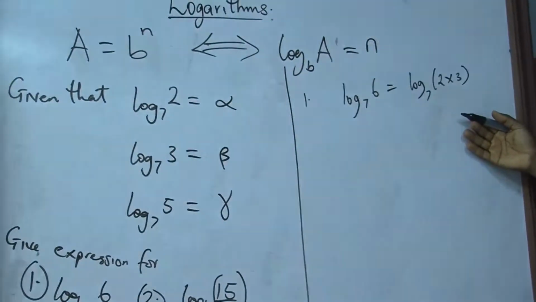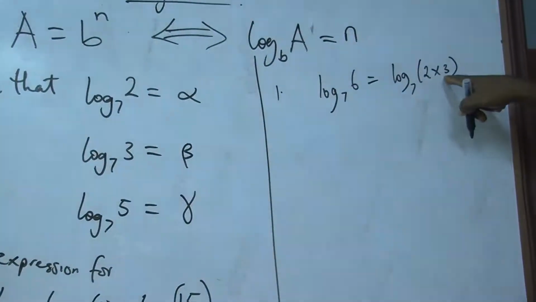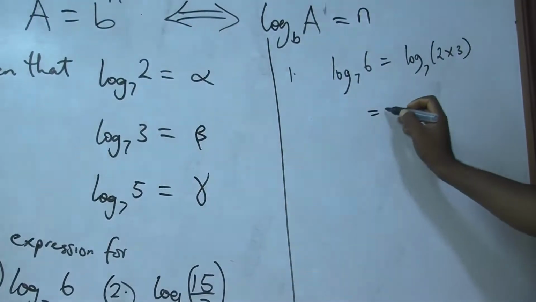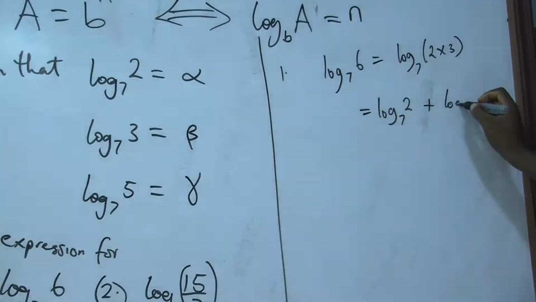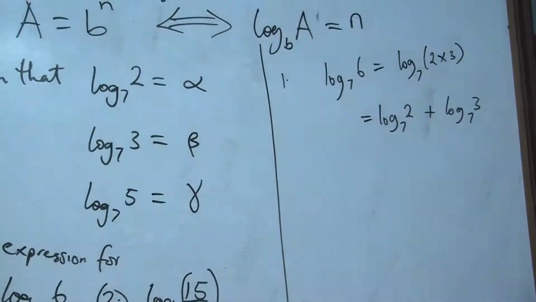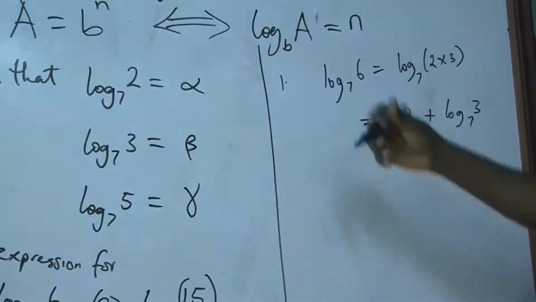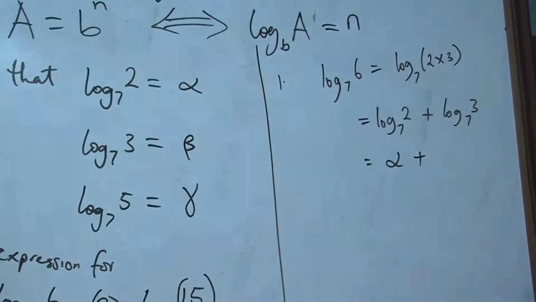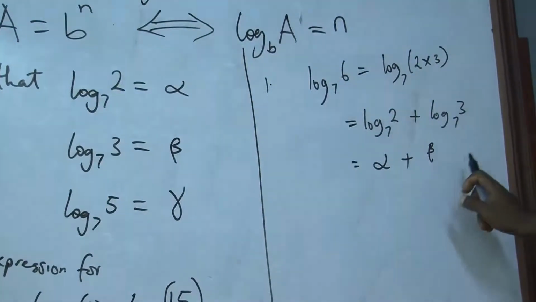That's still log 6. Now, according to the first law that we have, whenever we have something like this, what do we do? Beautiful. We're going to say this will equal log 2 in base 7 plus log 3 in base 7. An expression has been given for log 2, an expression has been given for log 3 in base 7. What's the expression for log 2 in base 7? That is alpha. So this equals alpha plus, what's the expression for log 3 in base 7? That is beta. So the expression we're looking for here for question number 1 is alpha plus beta.